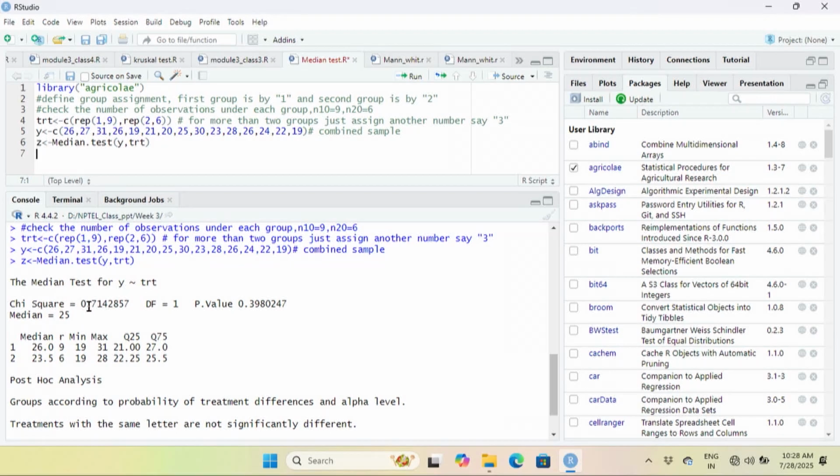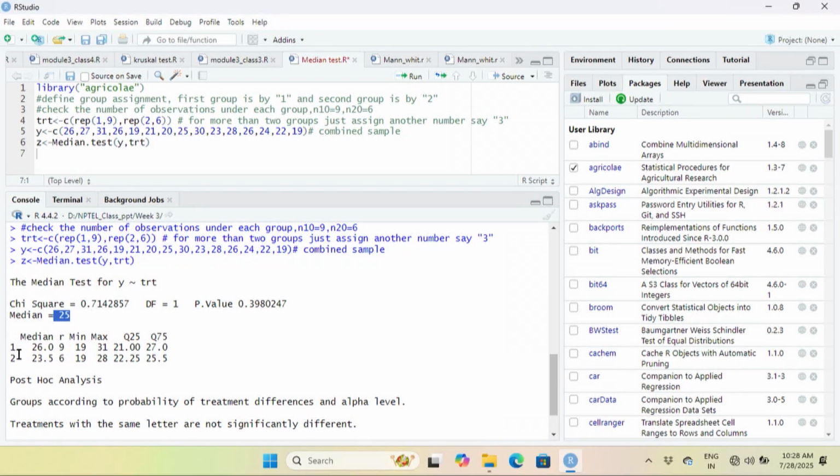R will give you that approximate chi-square test, and that's what is there. Chi-square value is 0.7142857, and the degrees of freedom, as you know, is 1. And look at the p-value is 0.3980, which is quite high, I would rather say. And median is 25. What does it mean? Median is 25 means the median of the combined sample. Already we have seen that the combined sample median is 25.